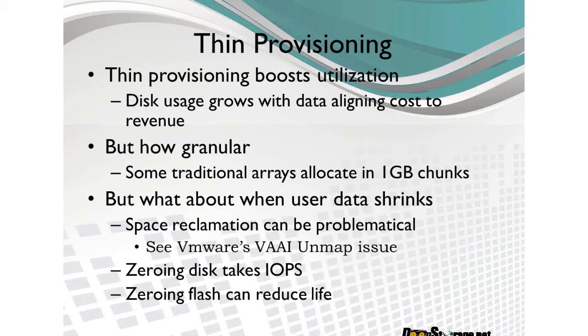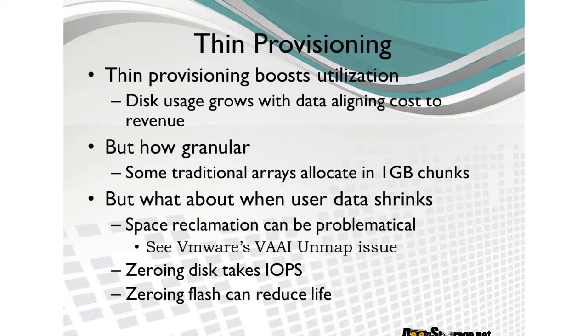So thin provisioning clearly boosts disk utilization. Instead of allocating 100 gigabytes to a volume, whether the user writes 5 gigabytes or 100 gigabytes to it, we can say, we're just going to set a quota on this volume. We're going to say it can only grow this big, and disk usage grows only when it's actually being written to. Since you get to charge your customer based on how much data they're storing on the system, that means that costs and revenue are aligned.